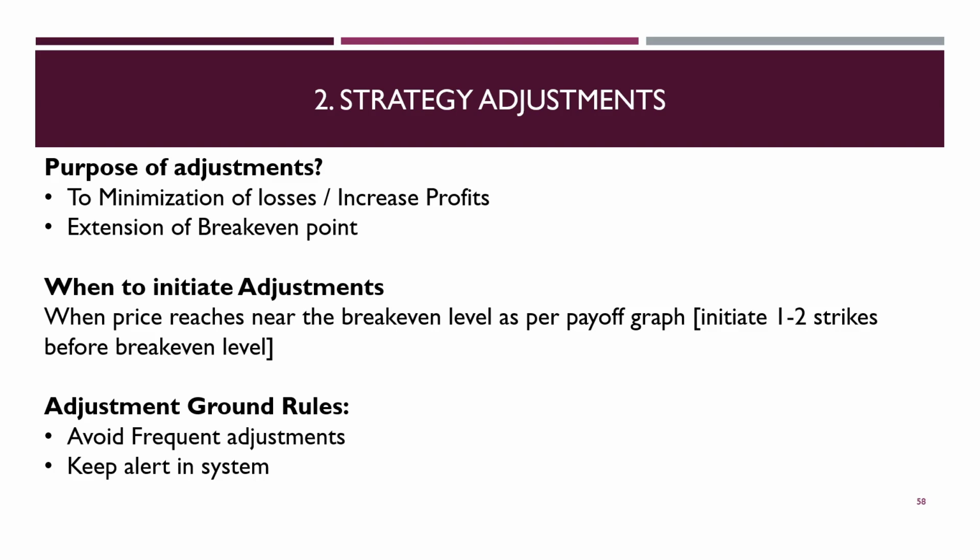Now a few ground rules for adjustment. One is to avoid frequent adjustment. Wait for the price to sustain at a level. Whenever your break-even level is breached, wait for the price to sustain there, maybe for 1 hour, 2 hours, or say a day, let the price close there, and then initiate the adjustment. Second, put alerts in the system 1 or 2 strikes before the break-even level is reached, so you don't miss the adjustment.